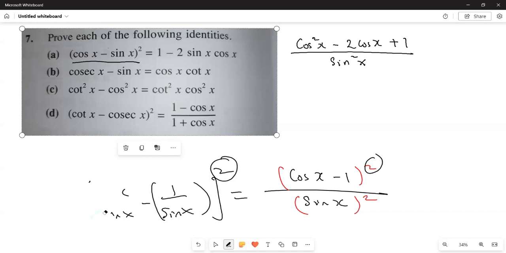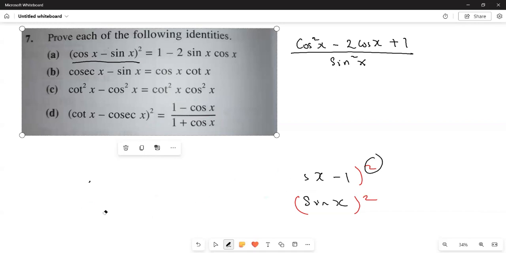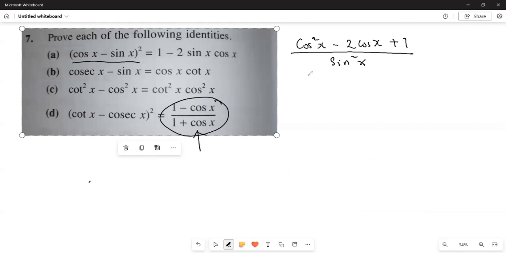Okay, how to continue from here? Can you still do something about it? You take a look at the right-hand side. Eventually, you want something like that. The denominator is cosine right now, but you have sine. You have sine square. So what do you do? How to change sine to cosine?